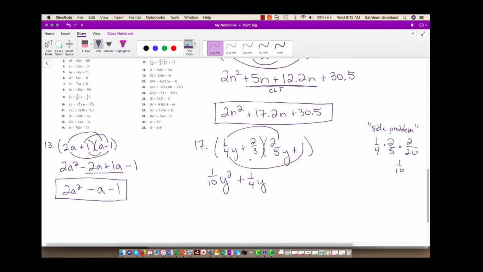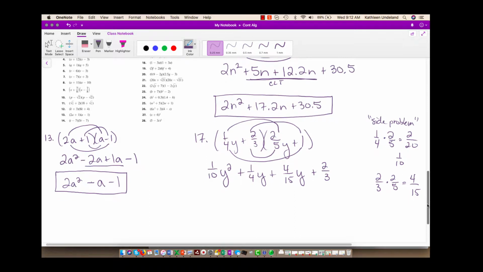Nothing changes there. Now I do my insides, and I have a certain number of y's. I have 2/3 times 2/5. So I've got a second side problem over here. Top times top is 4, bottom times bottom is 15. So 4/15 y. And finally the lasts, and again that plus 1 is my friend down there because it means I'm multiplying by positive 1, so nothing changed there.